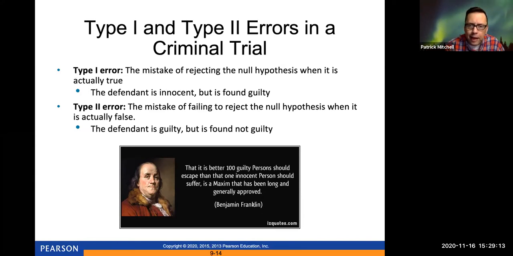Benjamin Franklin said that it is better 100 guilty persons should escape than that one innocent person should suffer, is a maxim that has been long and generally approved. So what Benjamin Franklin is saying there is that when you conduct a criminal trial, you should be a lot more worried about type 1 errors than type 2 errors.